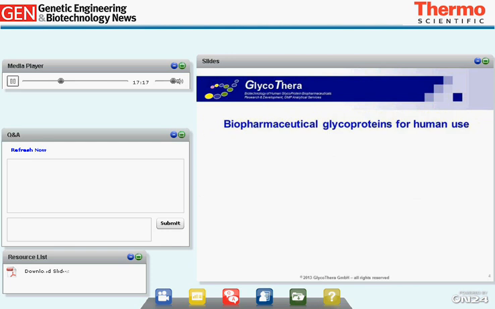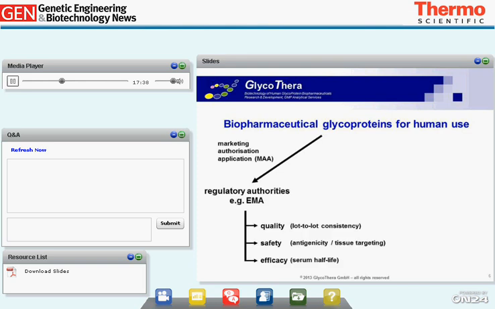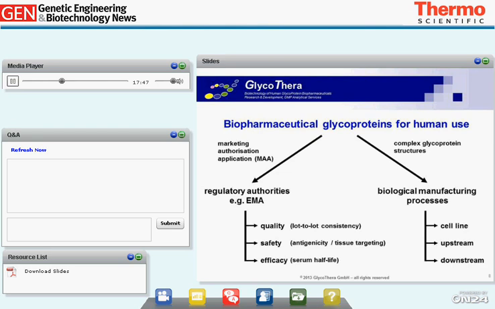In the subsequent slides, I will show N-glycan mapping procedures for biopharmaceutical glycoproteins for human use, which are on the way to the market, which have to follow the regulatory pathway for marketing authorization with the regulator, the EMA, the European Medicines Agency, in the European Union, and where human biopharmaceutical products have to be proved regarding quality, safety, and efficacy. On the other hand, we have complex glycoprotein structures due to complex biological manufacturing processes, including the producer cell line, upstream and downstream processing, where especially the glycan part shows a lot of different highly complex structures that are responsible for many biological roles, which impact the entire glycoprotein, like stability and protein folding.